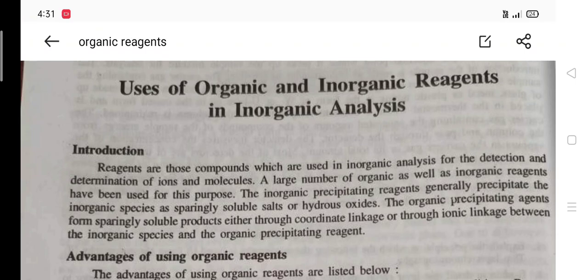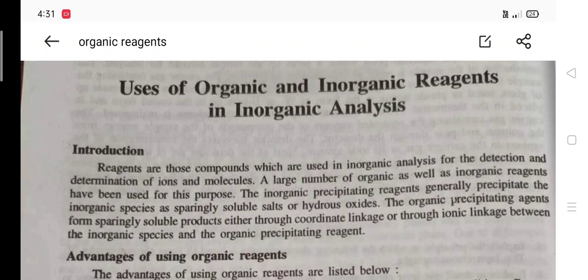Uses of organic and inorganic reagents in inorganic analysis. Introduction. Reagents are those compounds which are used in inorganic analysis for the detection and determination of ions and molecules. A large number of organic as well as inorganic reagents have been used for this purpose.